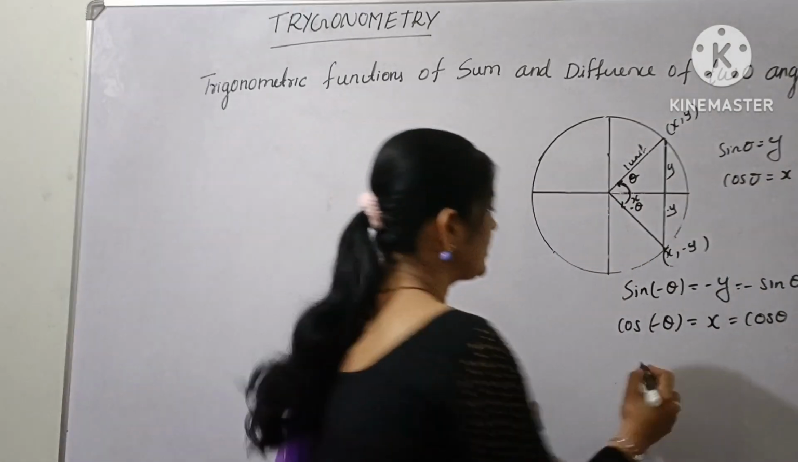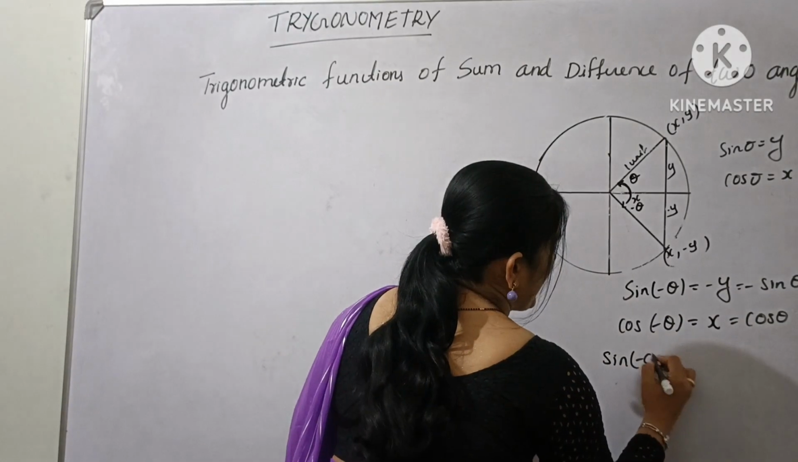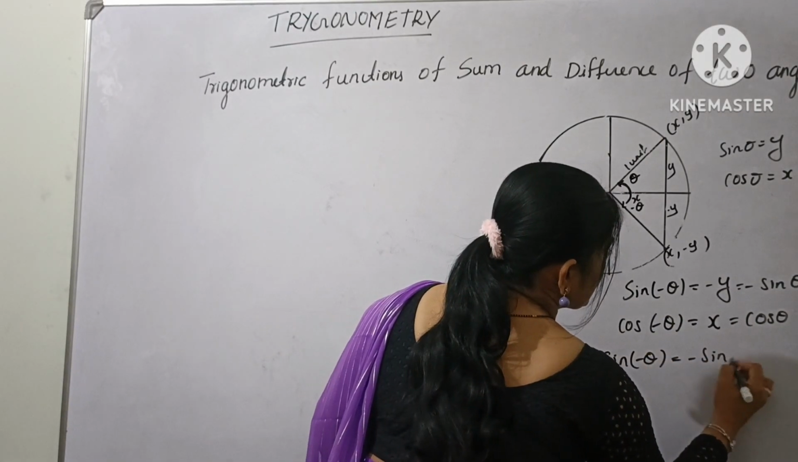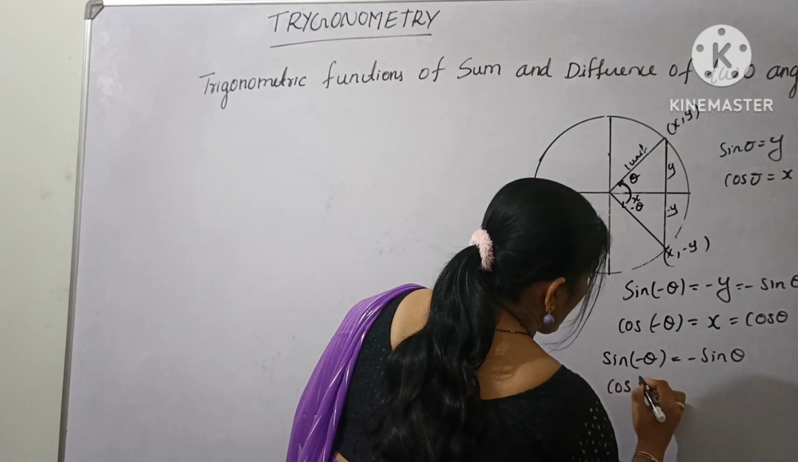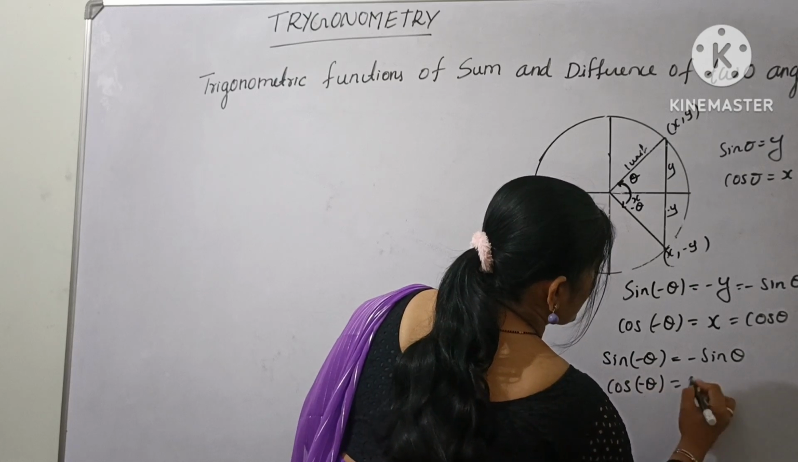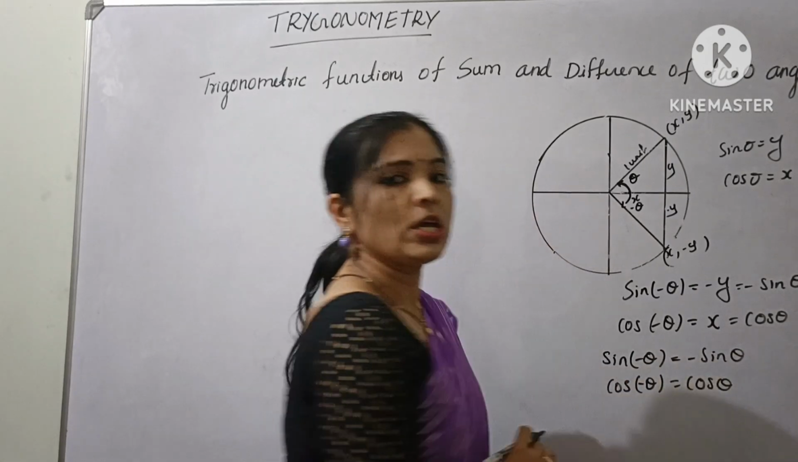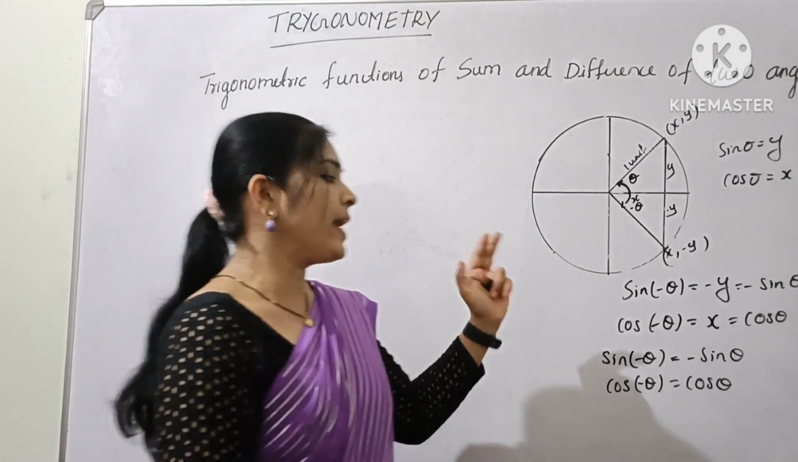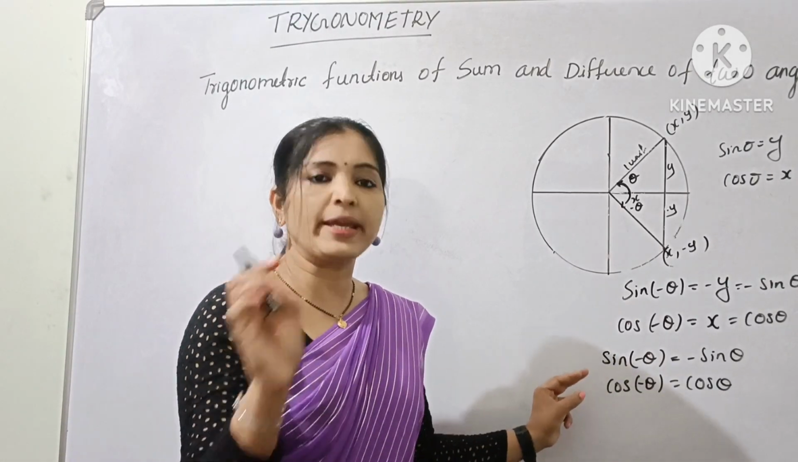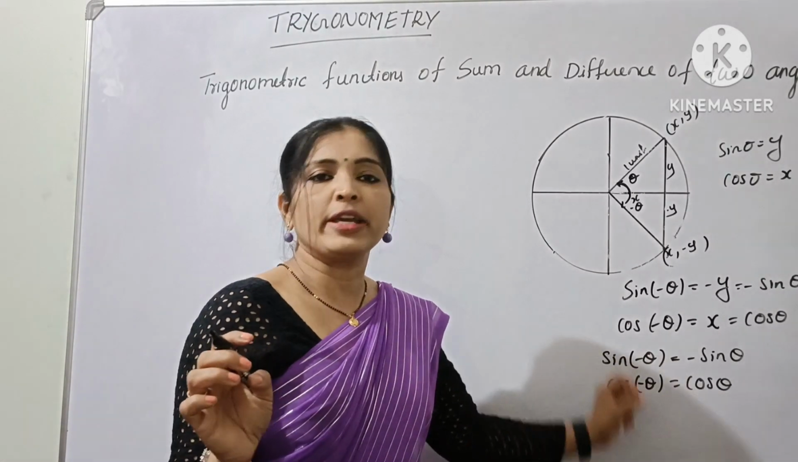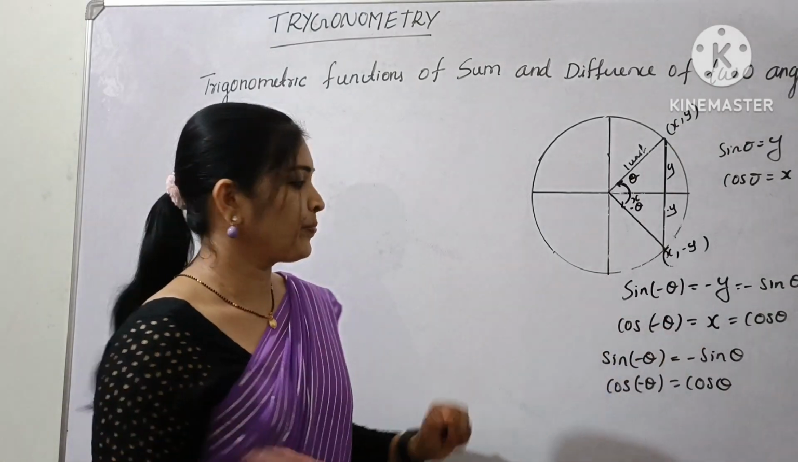So we have got sine of minus theta is equal to minus sine theta. Cos of minus theta is equal to cos theta. So remember, sine of minus theta is equal to minus sine theta. Cos of minus theta is equal to cos theta.